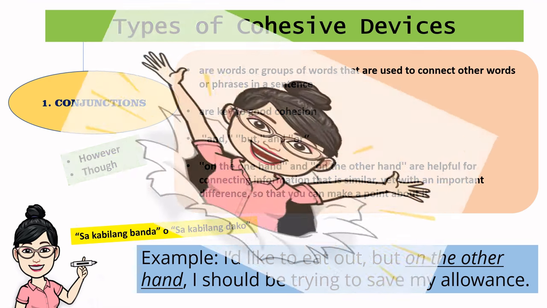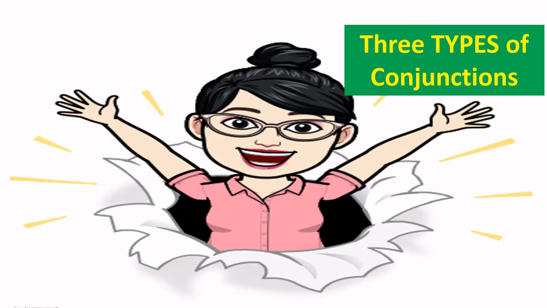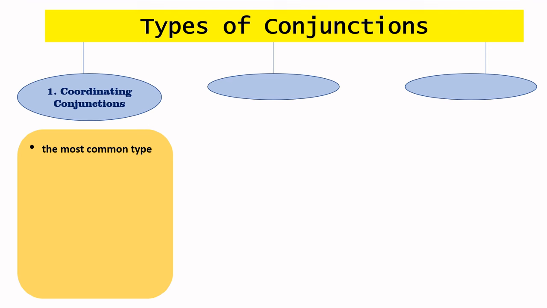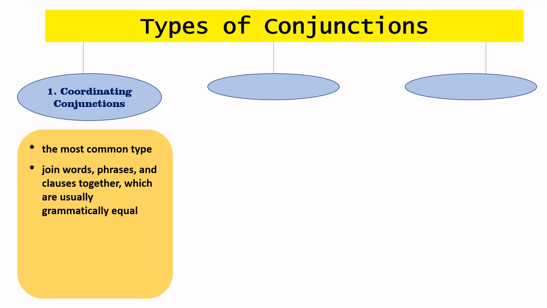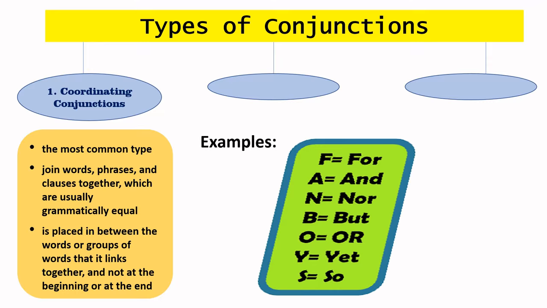But wait, there's more. Sa totoo lang, marami pang ibang conjunctions. Sa sobrang dami, it actually has 3 types. First, coordinating conjunction. Under this are some of the examples we mentioned earlier. Among the three types of conjunctions, this is probably the most common one. The main function of coordinating conjunctions is to join words, phrases, and clauses together, which are usually grammatically equal. Aside from that, this type of conjunctions is placed in between the words or groups of words that it links together, and not at the beginning or at the end. Examples: fanboys, which stands for for, and, nor, but, or, yet, so.